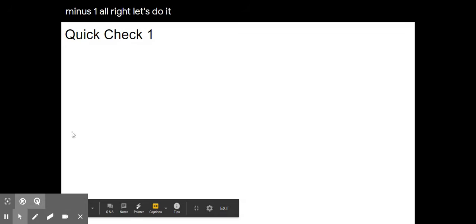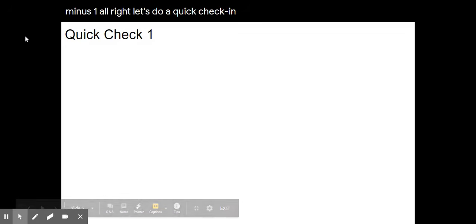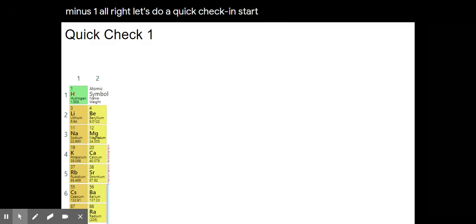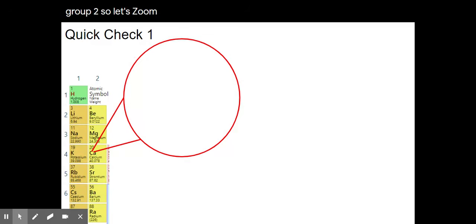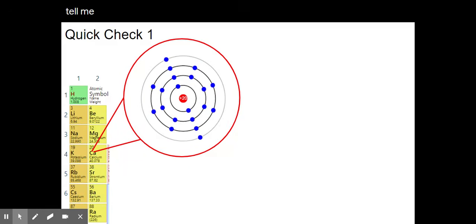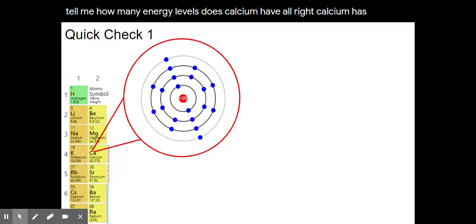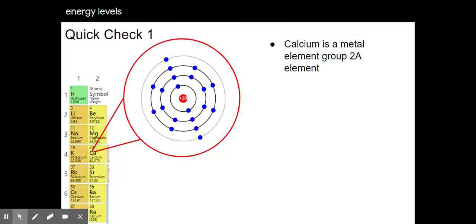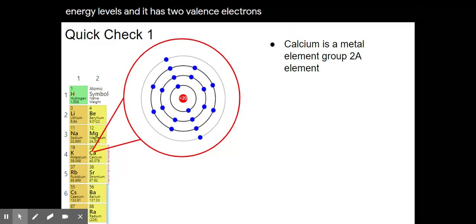All right, let's do a quick check-in. We're going to start by looking at calcium. It's in group 2. So let's zoom in and look at it on the atomic level. Take a moment to tell me how many energy levels does calcium have? All right, calcium has 4 energy levels. It has 2 valence electrons.